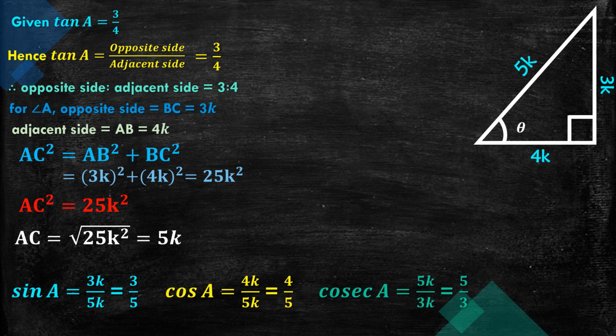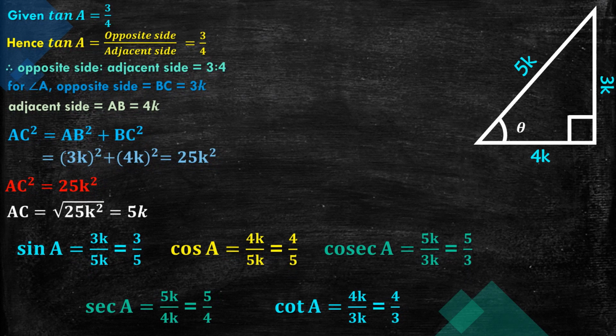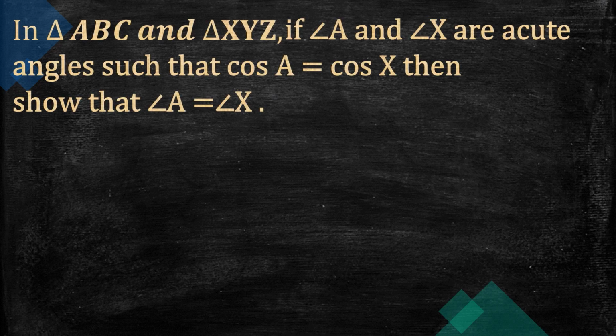Similarly, we can find cos A is equal to 4 by 5, cosecant A is equal to 5 by 3, secant A equal to 5 by 4, and cot A is equal to 4 by 3. In this way, we can find the other trigonometric ratios with one of the ratios that is given in the problem. Let us now discuss a beautiful sum which is helpful for your board examinations.